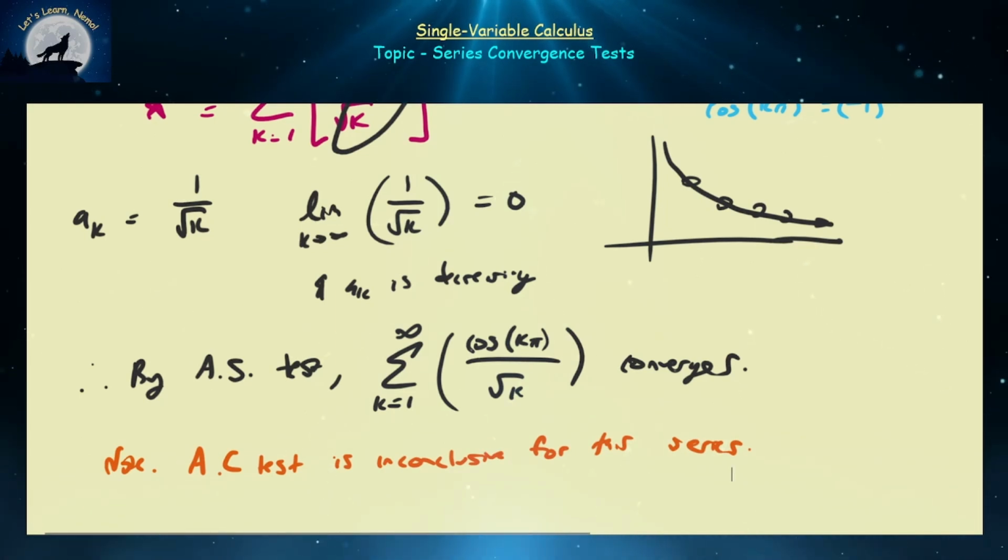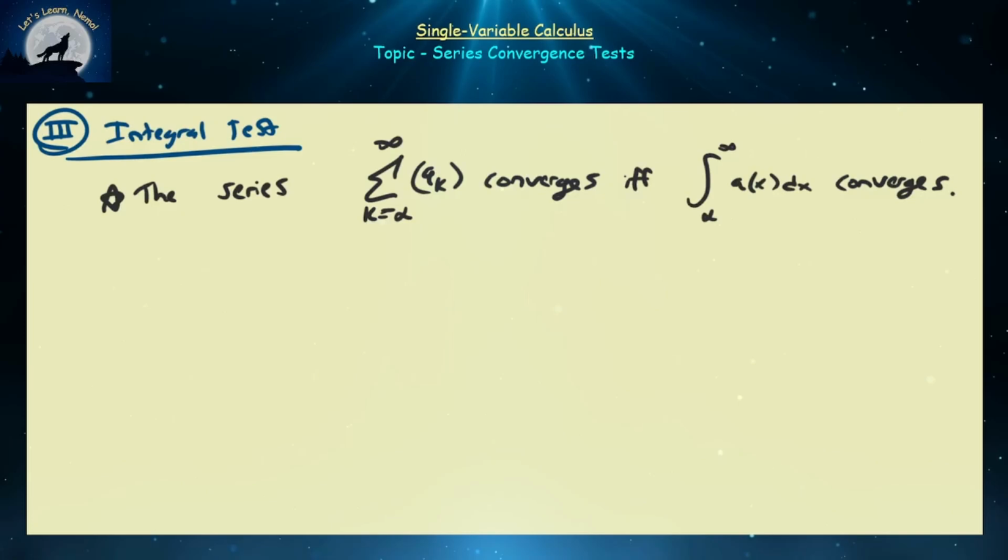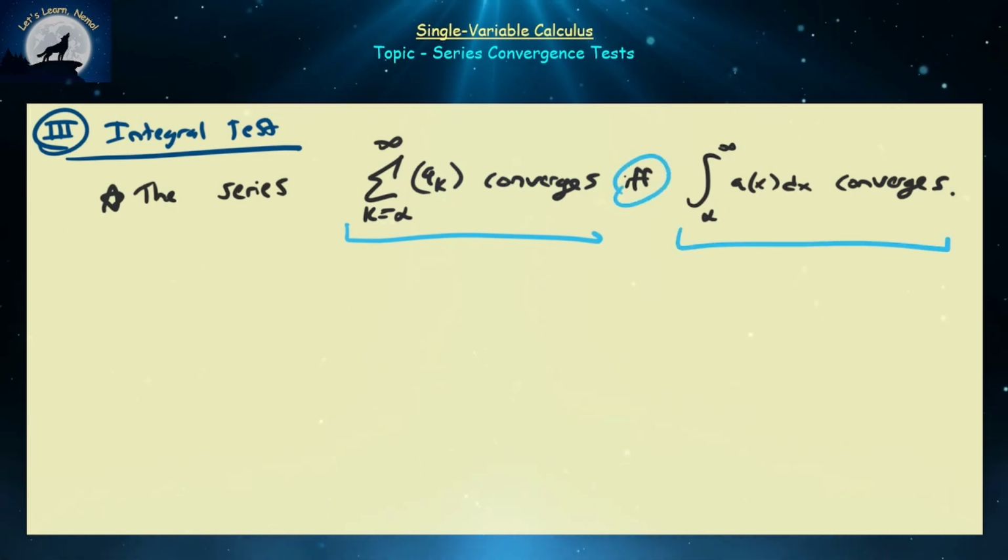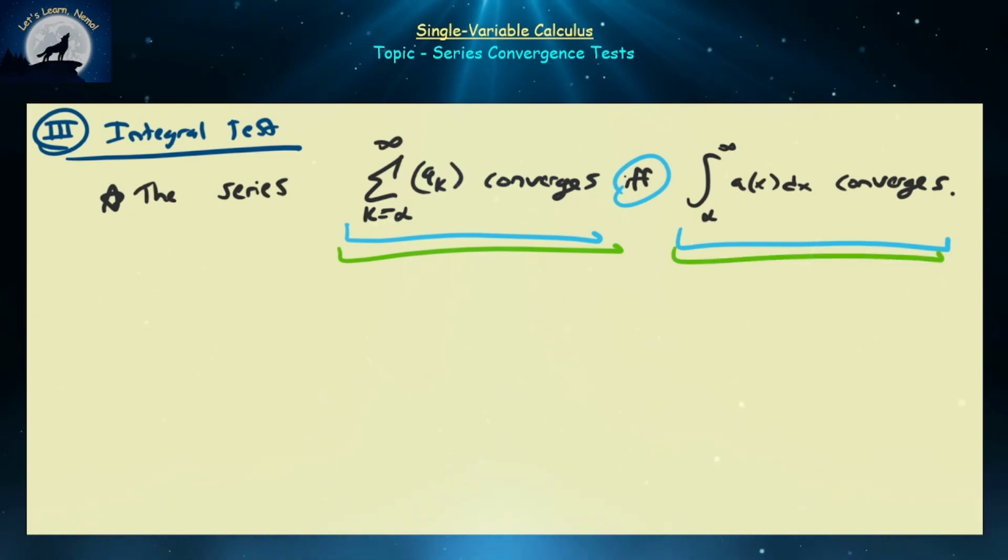But of course, 2 tests is not enough. Let's introduce our third. The next test that I want to mention is called the integral test. So if you're really good at doing integrals, then this is the test for you. It says the following. This infinite series, the sum from something to infinity, converges if and only if this integral converges. Also equivalent, this series will diverge if and only if this integral diverges. So the convergence is the same for both this integral and this series.